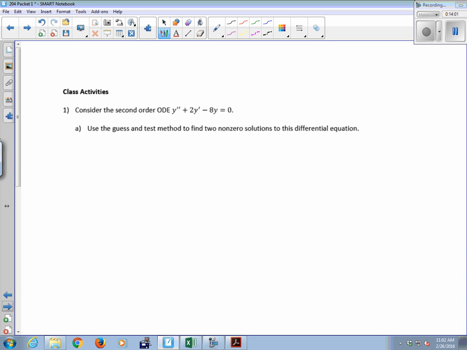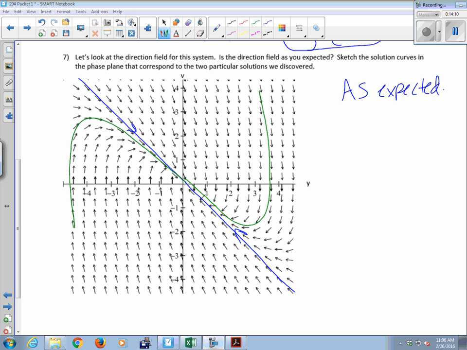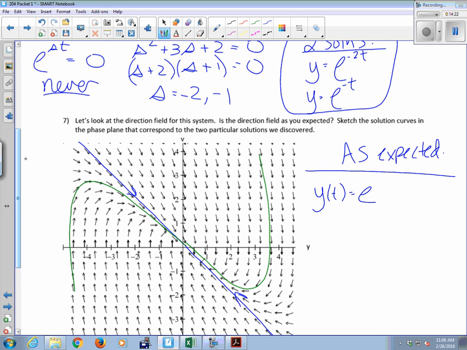All right, so now I'm going to have you start the activities that will lead you through all the details. I came up with two original solutions to the second order equation, right? So y of t is e to the negative 2t, and that'll be y1, and then y2 came out to e to the negative t.